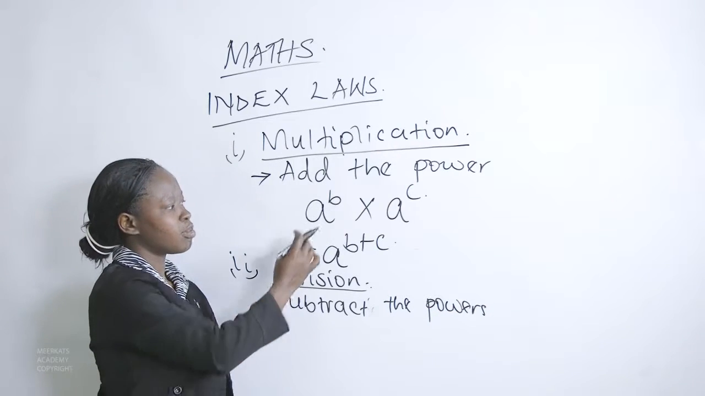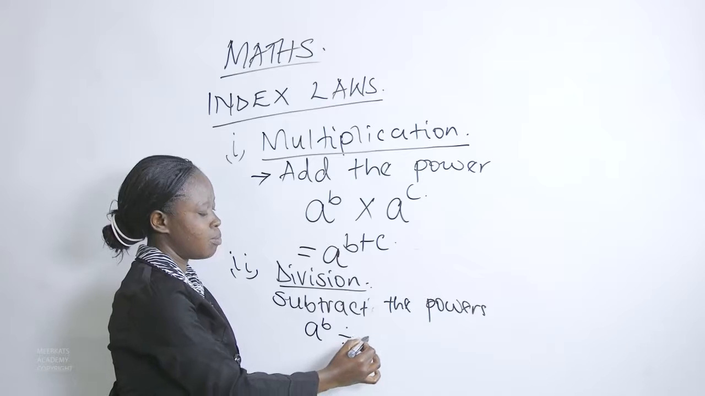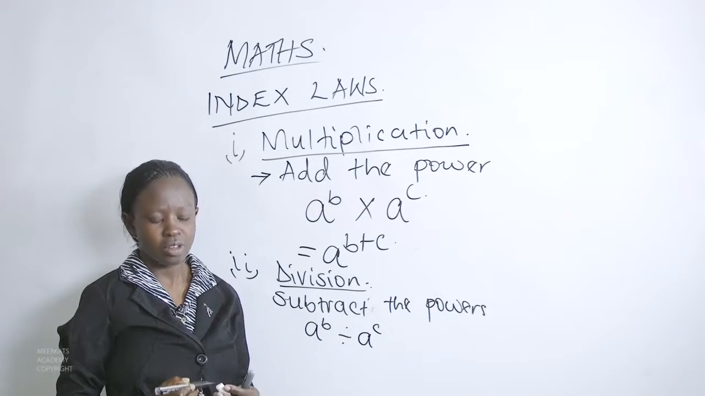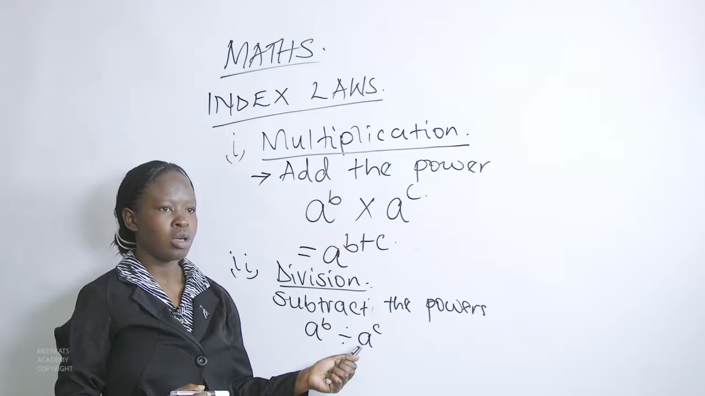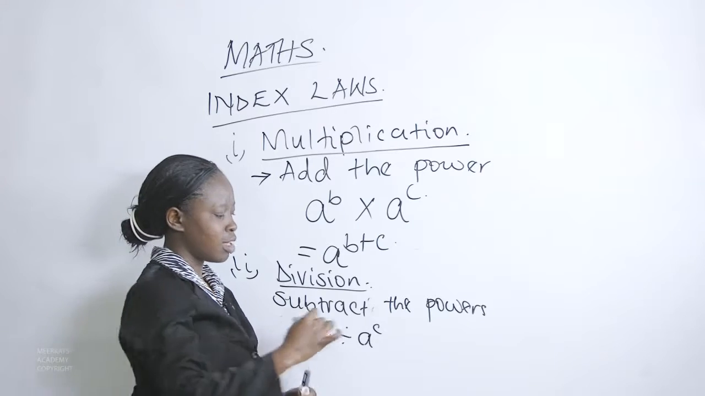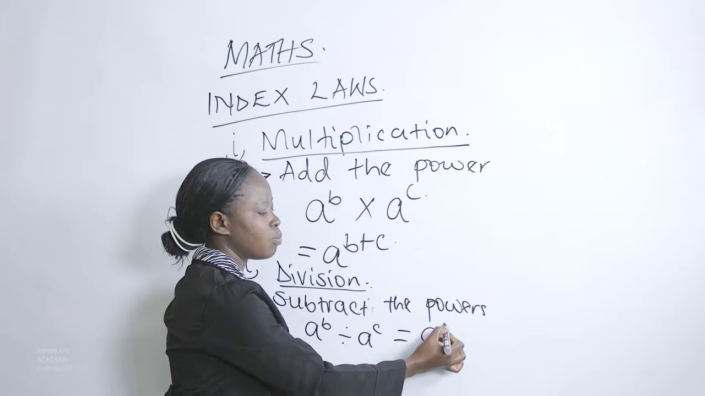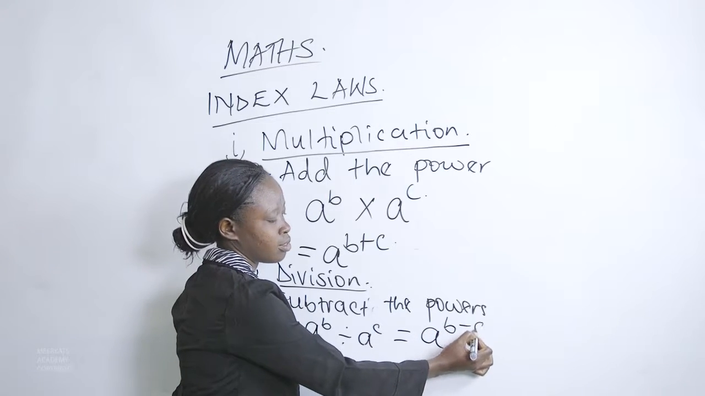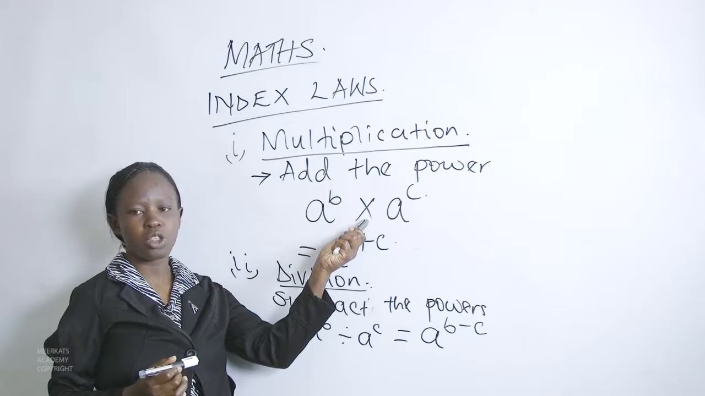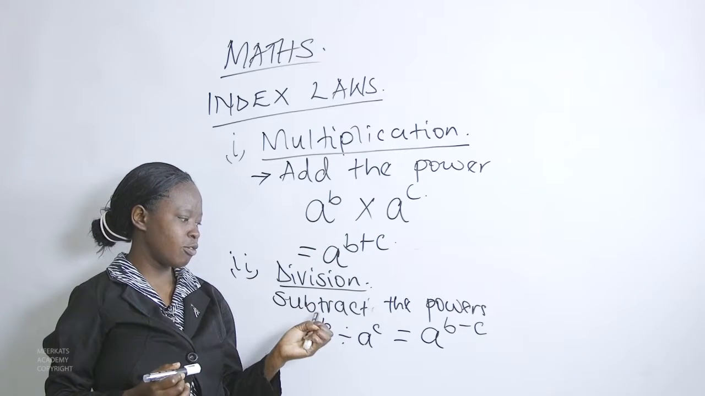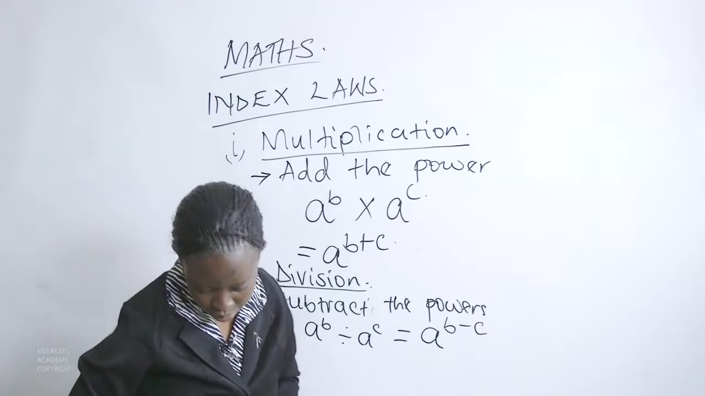For instance, if I am still using the same a, I have a to the power of b divided by a to the power of c. We notice that my base is the same. So if I want to get the solution to this, I subtract my powers. The solution will be a to the power of b minus c. So if you have the same base and it is multiplication, we add the powers. If we have the same base and it is division, we subtract the powers.